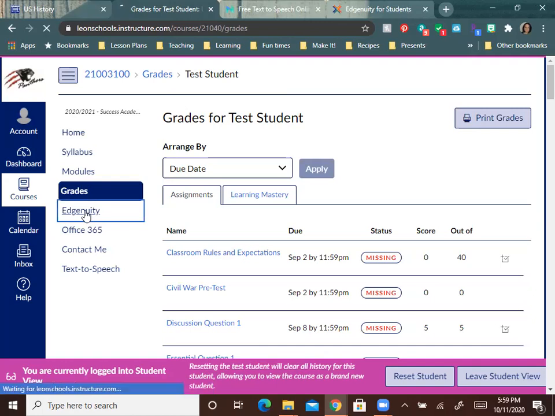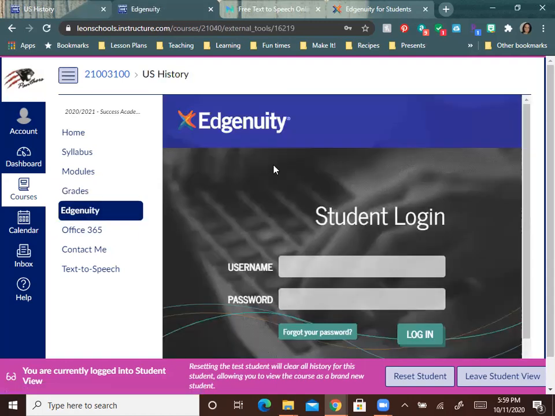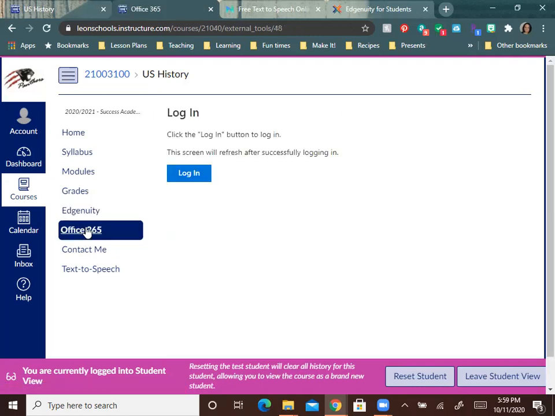Here's another Edgenuity link. It takes you to Edgenuity within our little Canvas course. Office 365, you have to log in to it, and it's just your school login, the same way you logged into ClassLink, and that will log you into your Office 365, which is your Word files, and it provides you access to Microsoft Word and all that.